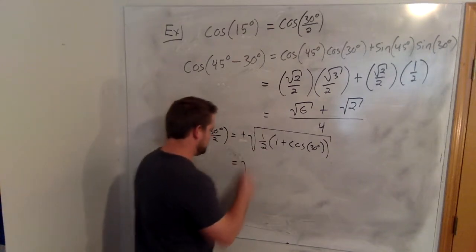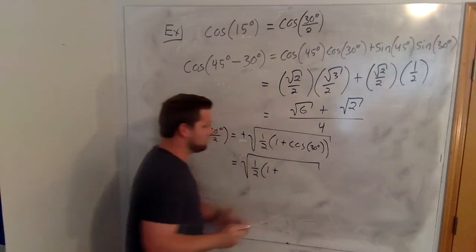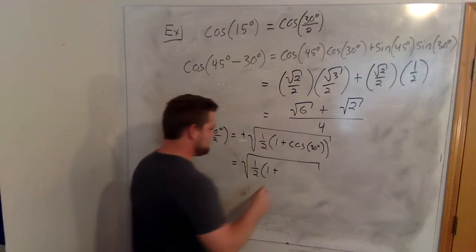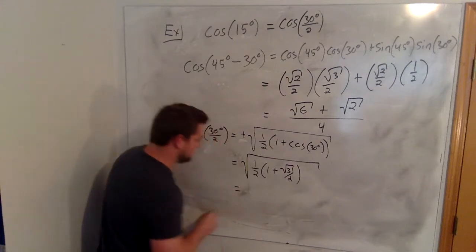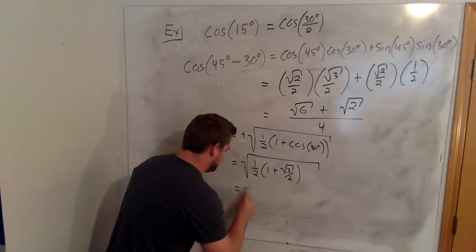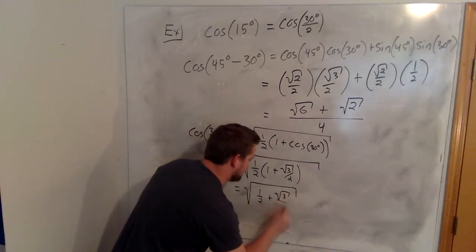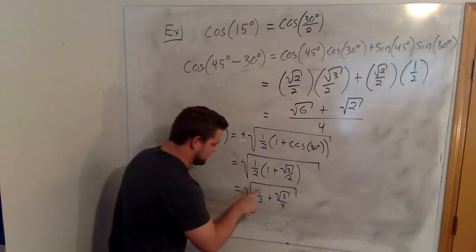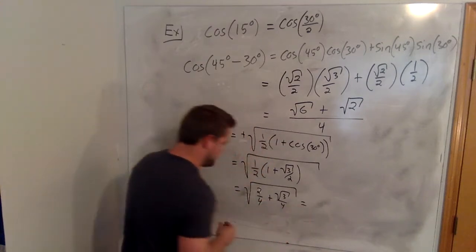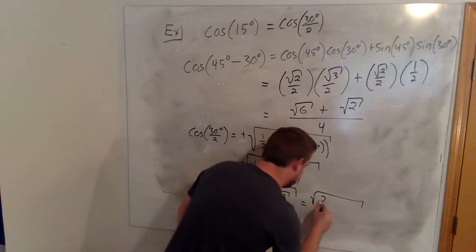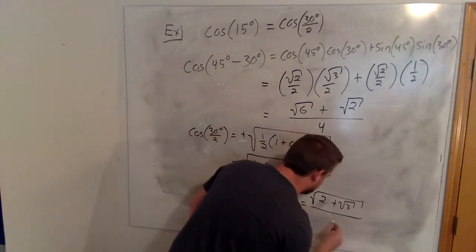So this is the same thing as the square root of 1/2 times 1 plus, the cosine of 30 degrees is root 3 over 2. Okay, so if we clean this up, let's see what we're going to get. This will be the square root of 1/2 plus root 3 over 4, except let's make this 2/4. So this will be the same thing as the square root of 2 plus root 3 all over the square root of 4, all over 2.